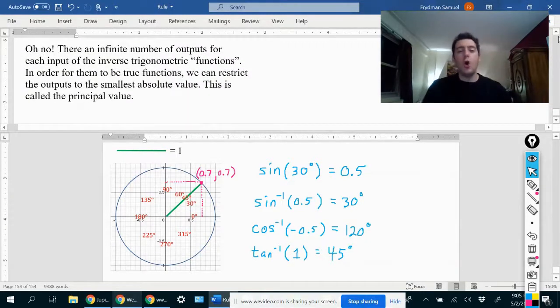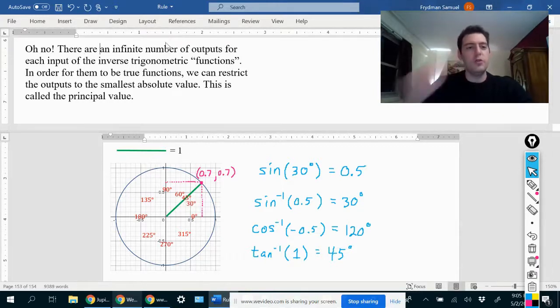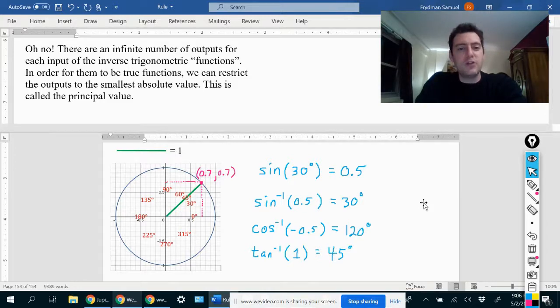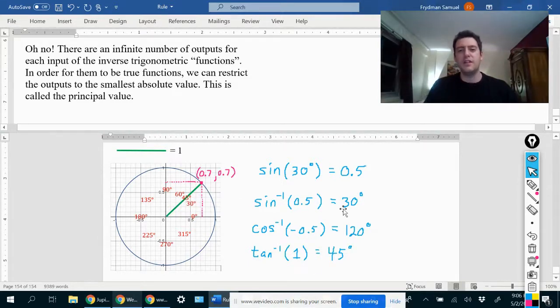Aha. Oh no! There are an infinite number of outputs for each input of the inverse trigonometric functions. Okay, so maybe you don't even realize what the oh no is all about. What's the problem? We just did a bunch of examples. We were able to find the answer.